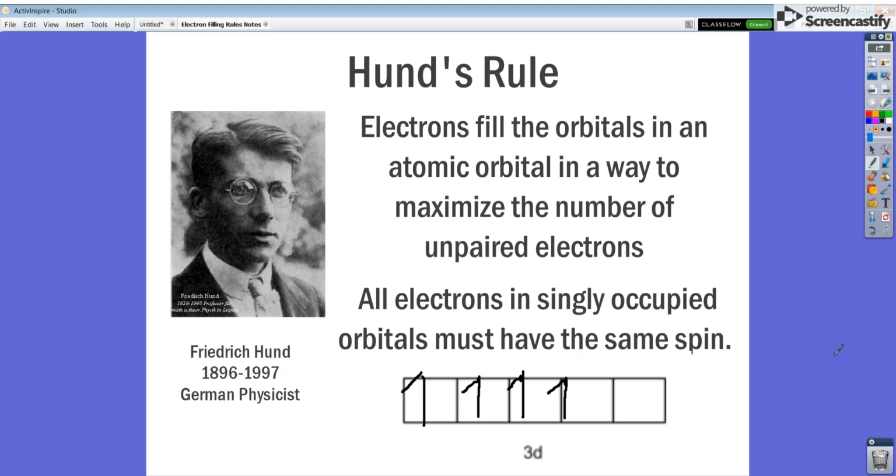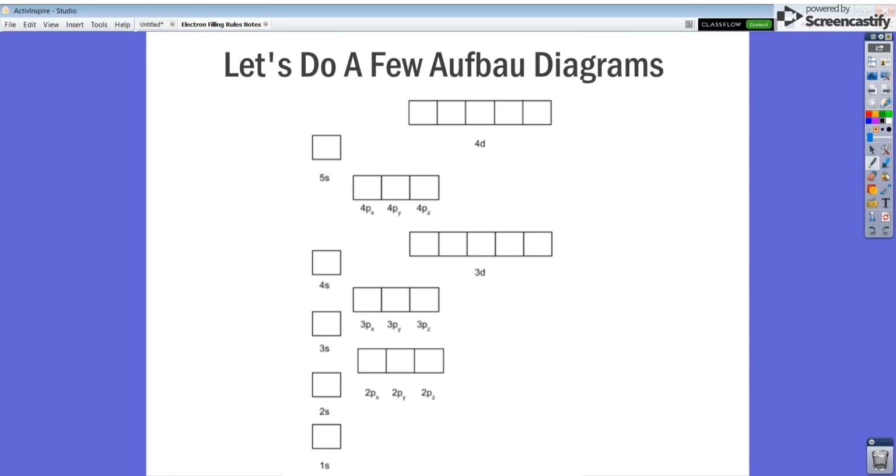If I was going to have 6 electrons in this orbital, it would have to go like this, right? I would draw the 5th here, and then I can start doubling them up with the 6th, right? And then we spin pair them. So when we combine these 3 rules, it allows us to draw Aufbau diagrams.